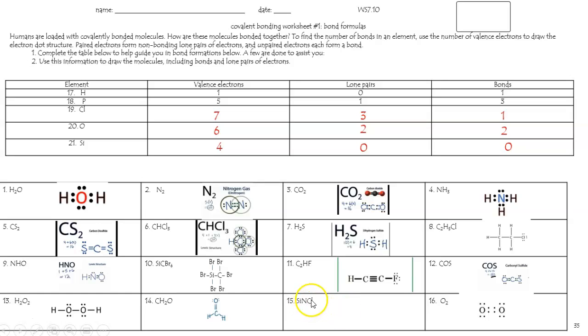So to summarize, chlorine with 3 lone pairs, singly bonded to a silicon, triply bonded to a nitrogen. That's right, with 1 lone pair. And here's oxygen right here with its double bond, and each oxygen has 2 lone pairs. This is the covalent bonding worksheet number 1.